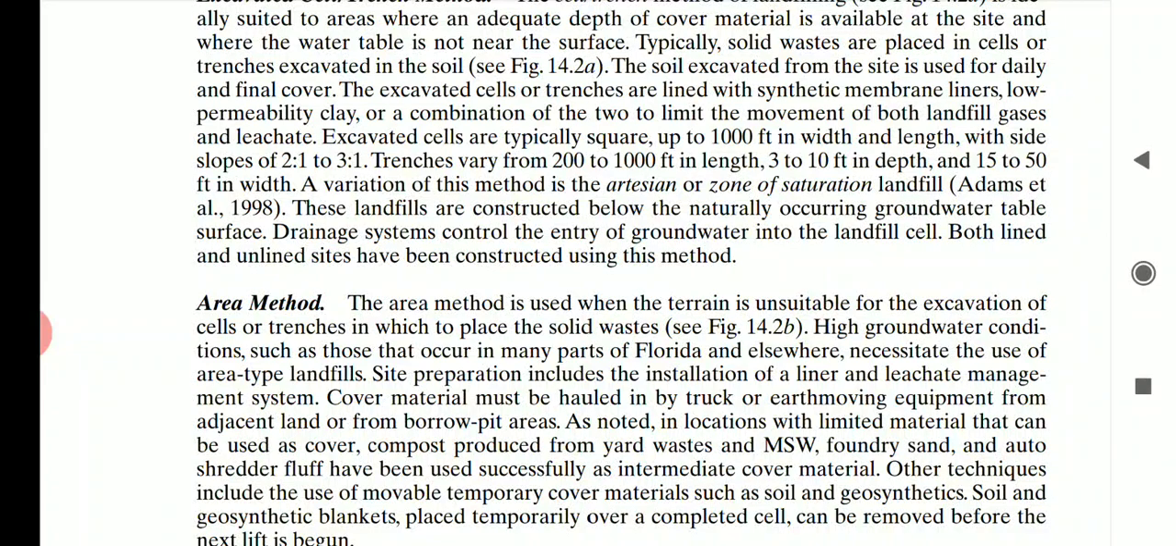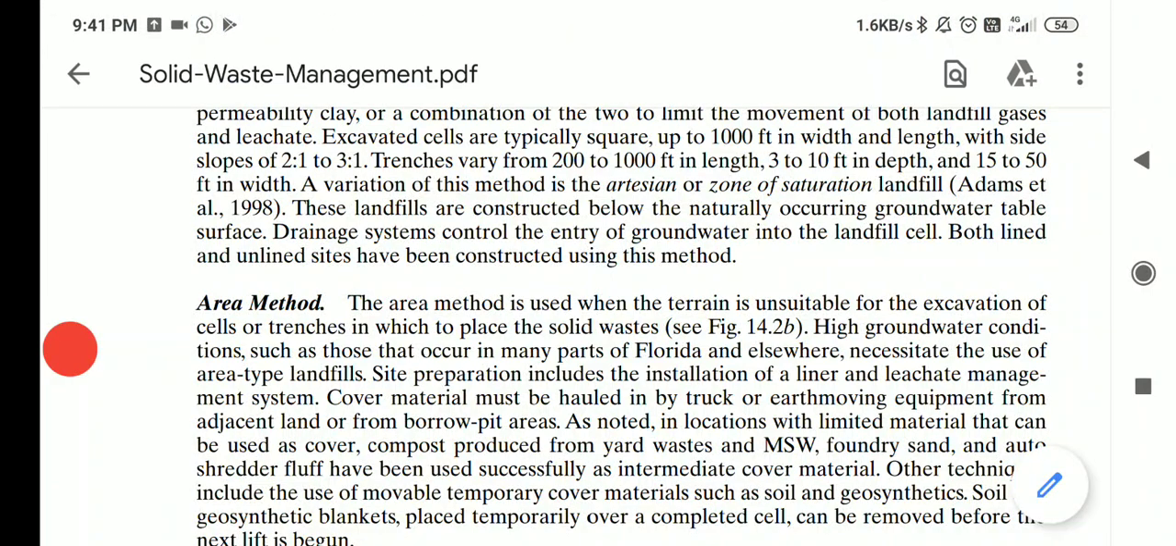Trenches vary from 200 to 1000 feet in length, 3 to 10 feet in depth, and 15 to 50 feet in width. A variation of this method is called the artesian or zone of saturation landfill. These landfills are constructed below the naturally occurring groundwater table surface. A drainage system controls the entry of the groundwater into the landfill cells.